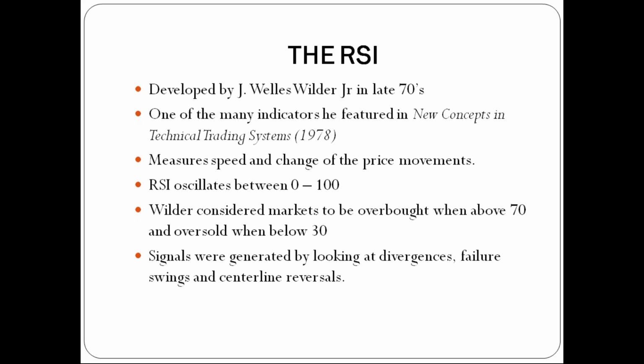The RSI oscillates between 0 and 100. That means it is a banded cyclic indicator, and it oscillates between 0 and 100. That is, it cannot move below 0 and it cannot extend above 100. According to Welles Wilder, when RSI reached 70, the market was overbought, and when it reached below 30, the market is oversold.